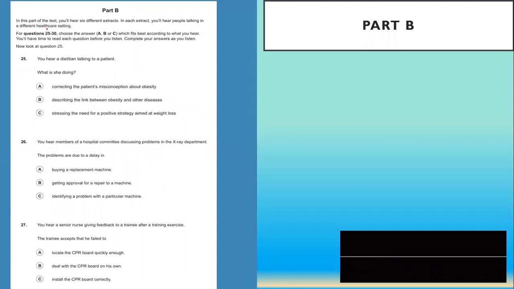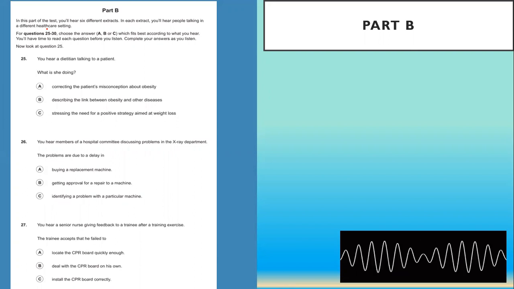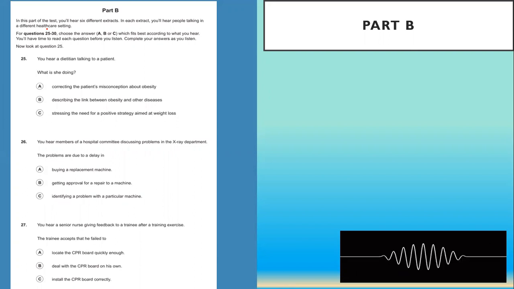Therefore, you will be listening to 6 different speakers. Oh, sorry, 12 different speakers. In each extract, you will hear 2 different people talking. There are 6 extracts, so most likely you will be listening to 12 different people or different speakers.